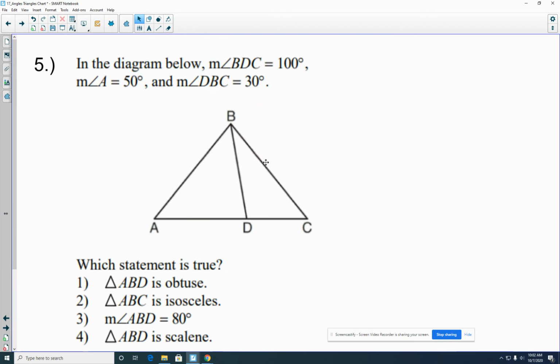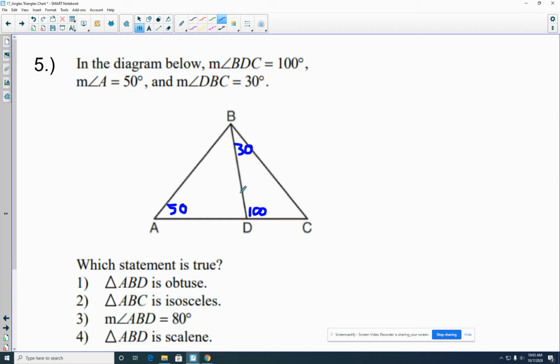All right, let's go on to number 5. This says that we have 3 angles at 100 degrees, 50 degrees, and 30 degrees. So let's get that in first. So A is 50. BDC right here is 100. And DBC up here is 30. I need to figure out which of these statements is true.